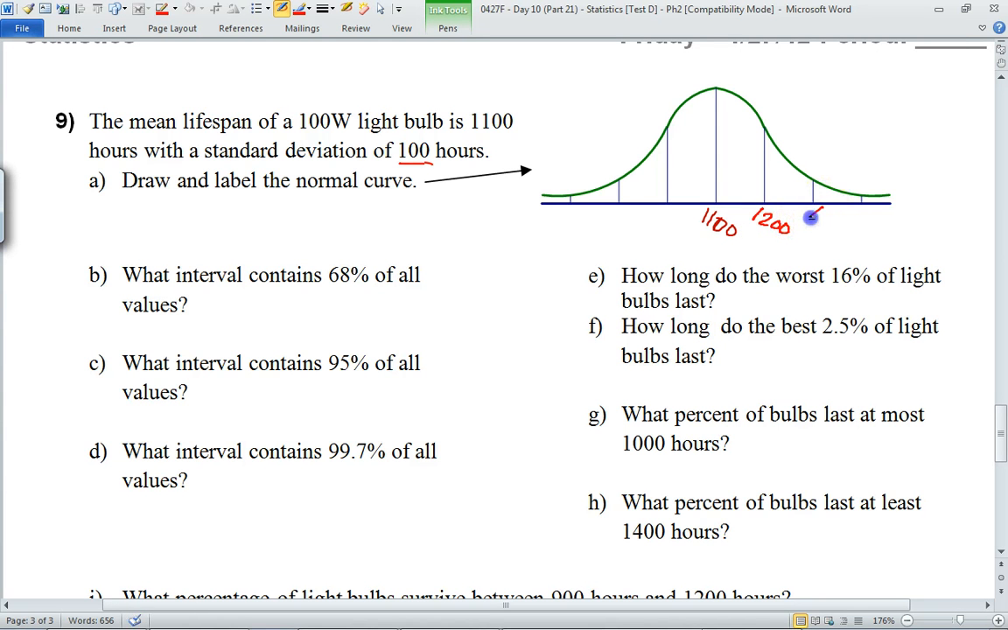1,200, 1,300, and 1,400. It's going to be the same deal going to the left. So this is just going to be plain 1,000. And this is going to be 900.